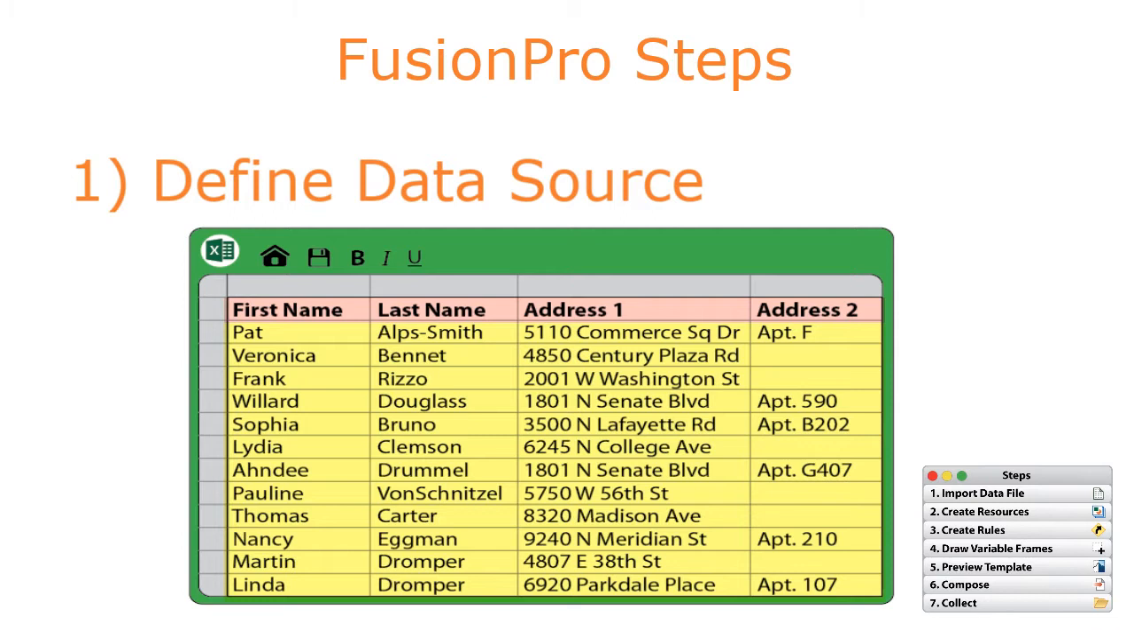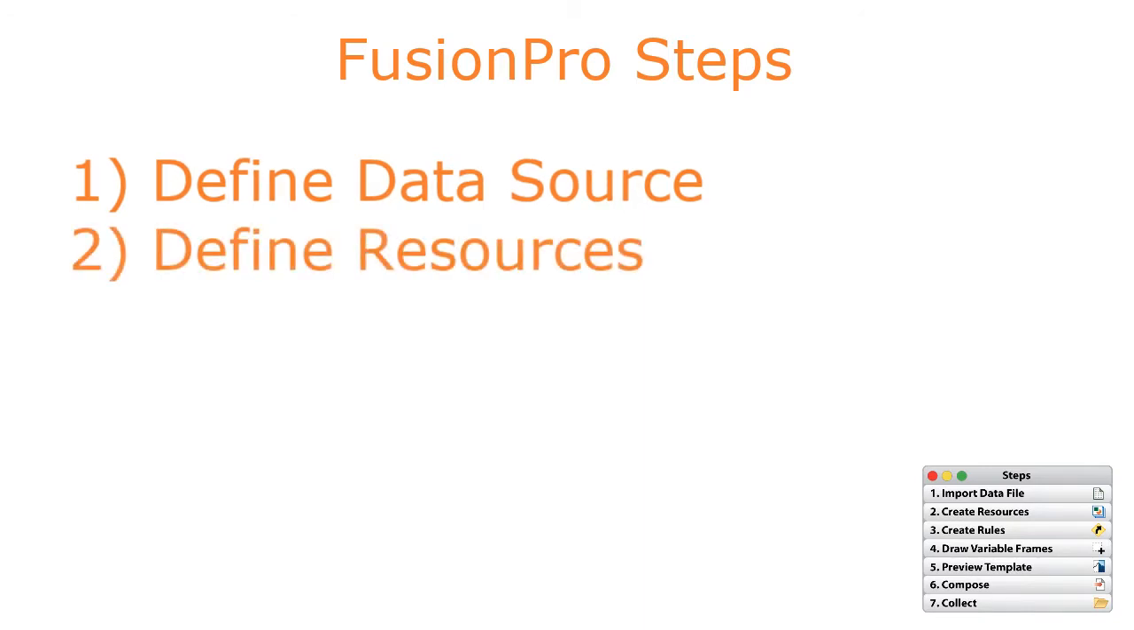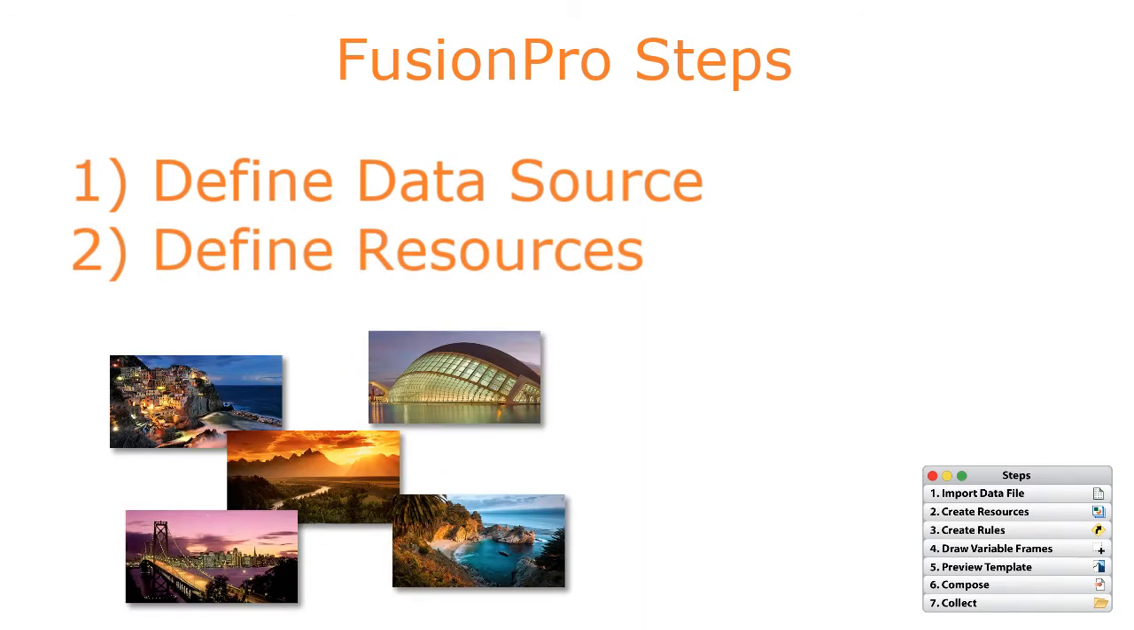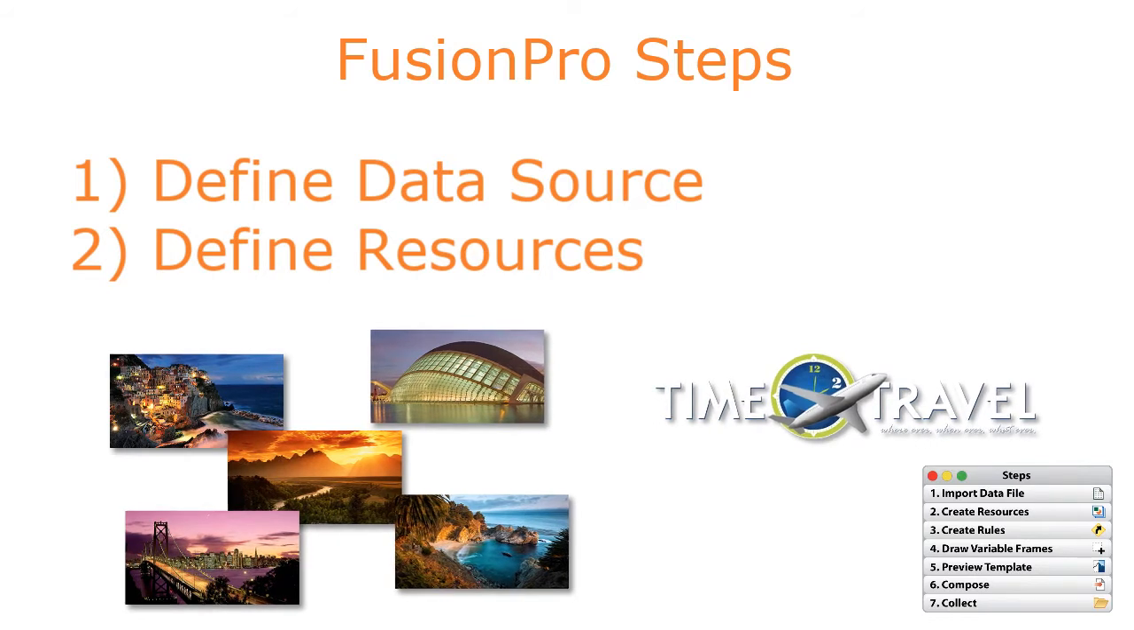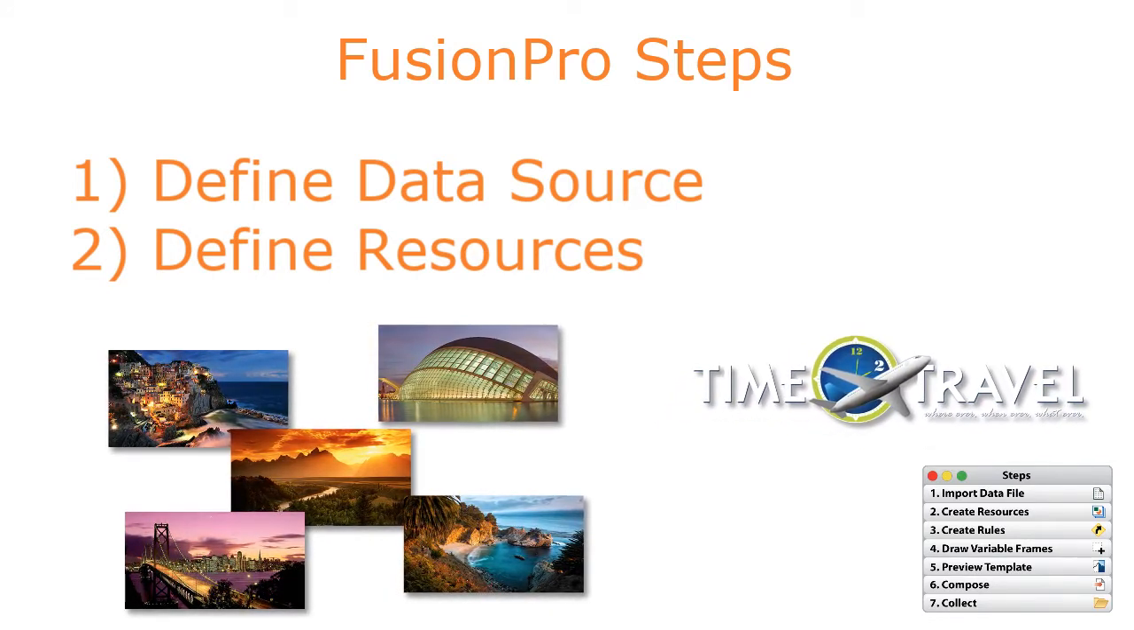In one of the videos that follows, we'll show you the few ways that you can define a data source, the most common one being using a file like an Excel document or a CSV. The second step is defining any resources. Resources are anything outside of the PDF being used in the document, with the most common resource being images.